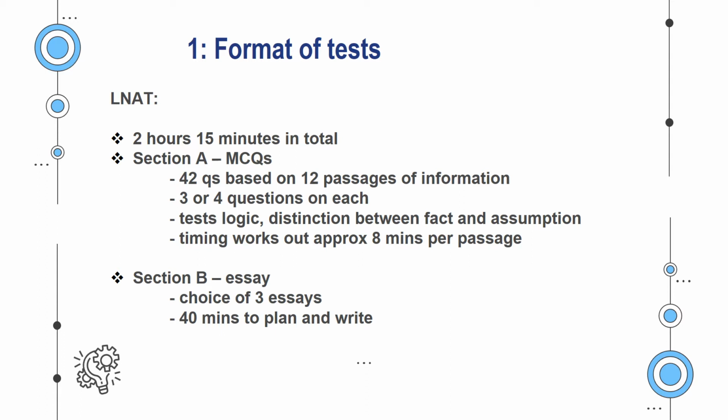Section B is the essay section, and it gives you a choice of 3 essays. So you choose one essay and you have 40 minutes to plan and write. Okay, and it's recommended you spend between 10 and 15 minutes planning. And I'll show you how to plan and to do that.